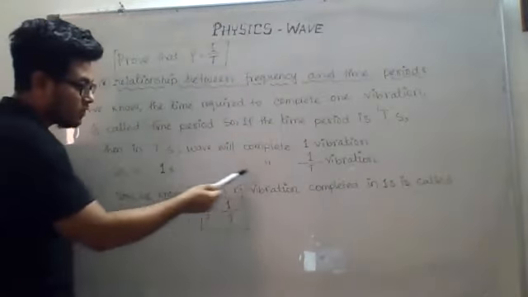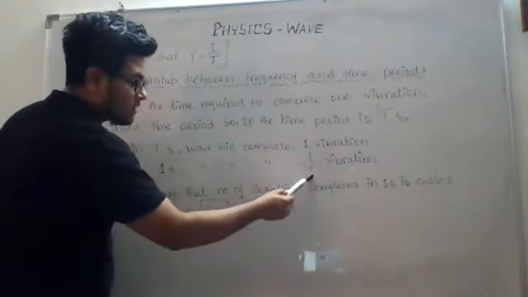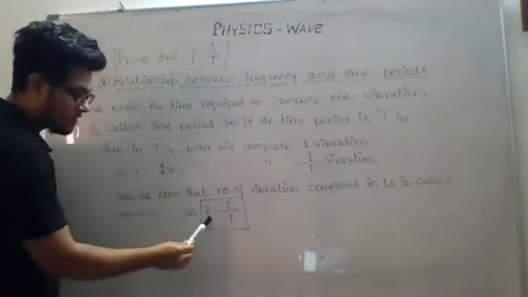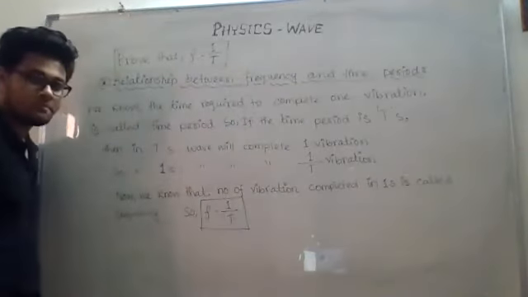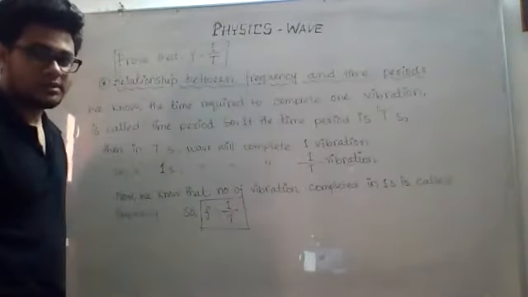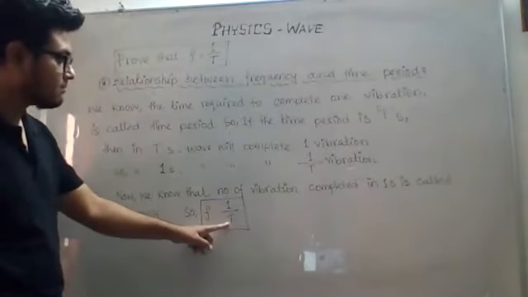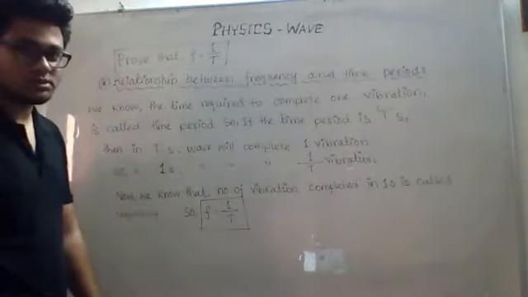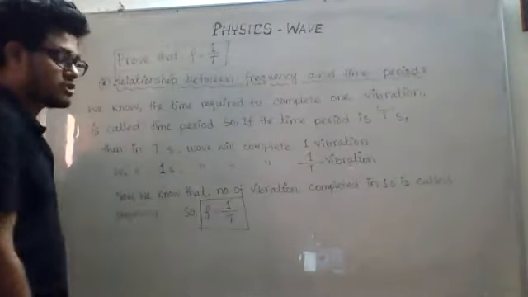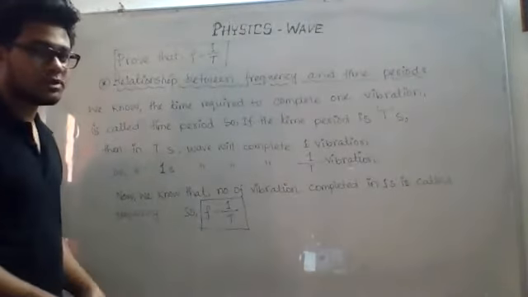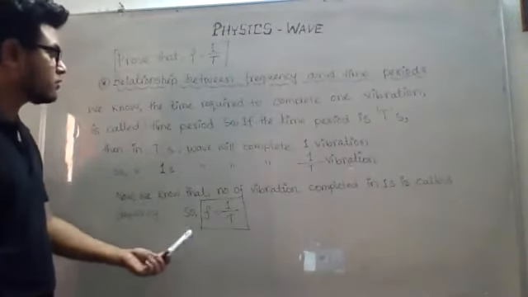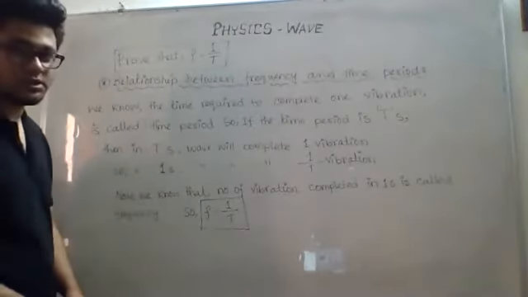In 1 second the number of completed vibrations is 1 by t. So this is our frequency. I can write f is equal to 1 by t. I can write this, right? Anybody have any doubt in the derivation? This is the relationship between the frequency and time period. Okay, we will be using this equation directly in solving some numerical examples. So it is very important for you to understand the derivation of this.